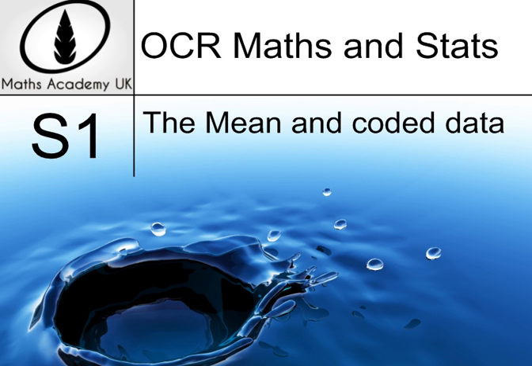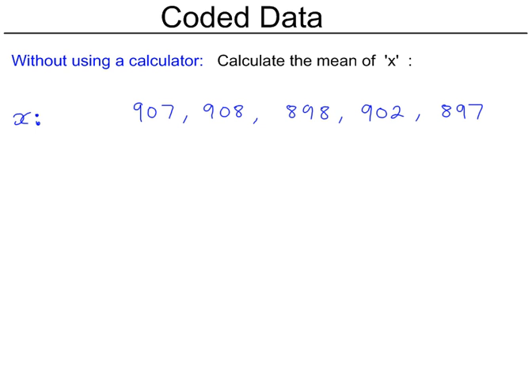The mean and coded data. Without using a calculator, we're going to work out the mean of these 5 data values. But we're not going to add them together and then divide by 5. What we're going to do is called coding the data. So we're going to modify each of these data values first, and then we're going to work out the mean of that modified data.